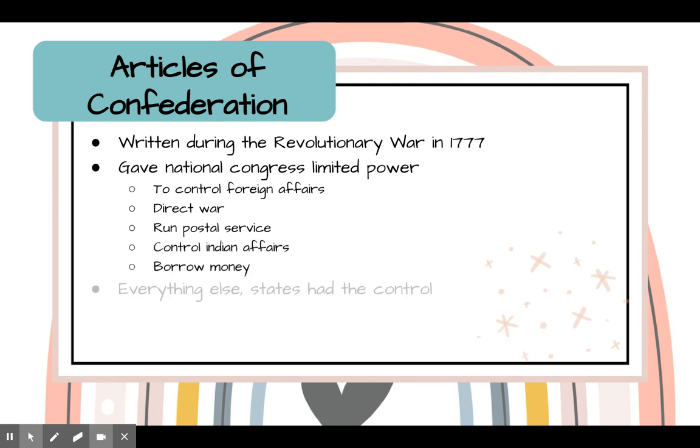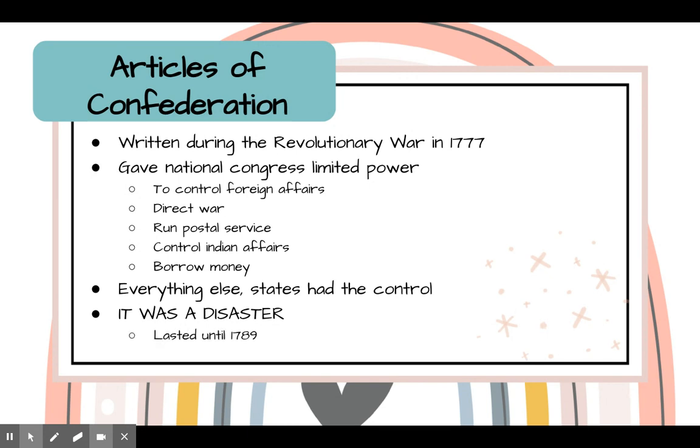Oh, and borrow money. But everything else was up to the states, and the states had individual control, so Massachusetts could do what they wanted, New York could do something completely different. Because of this, it was a disaster. It lasted until '89, so it lasted 12 years, but it was very apparent that it didn't work way before that.